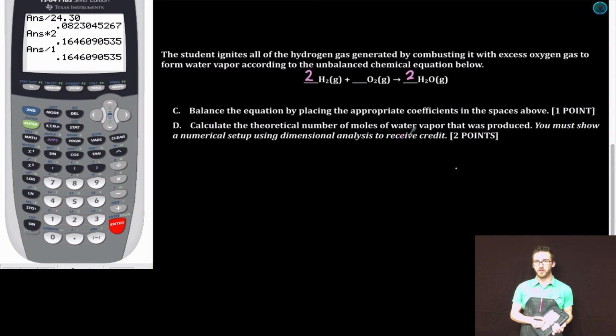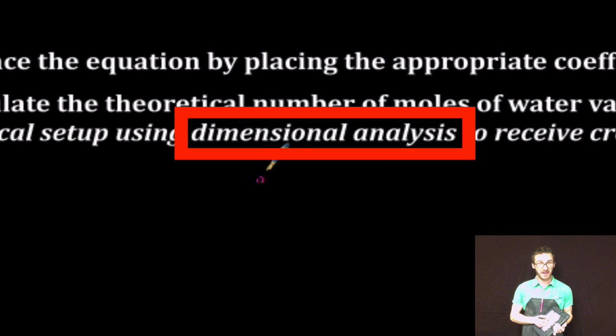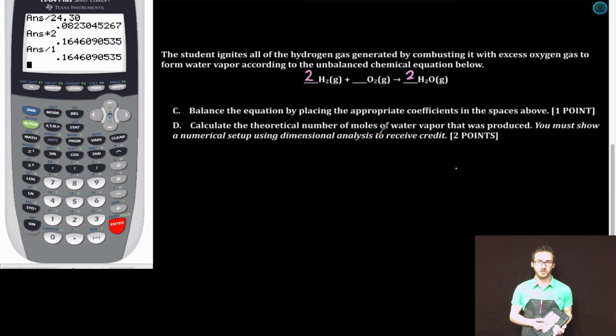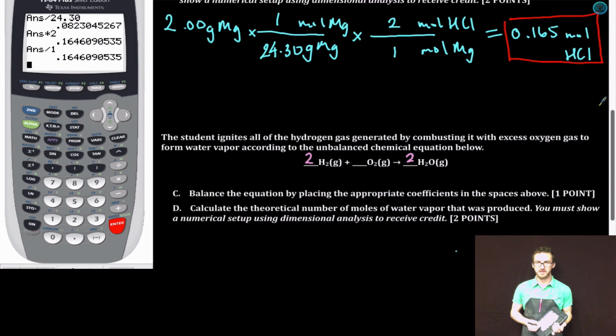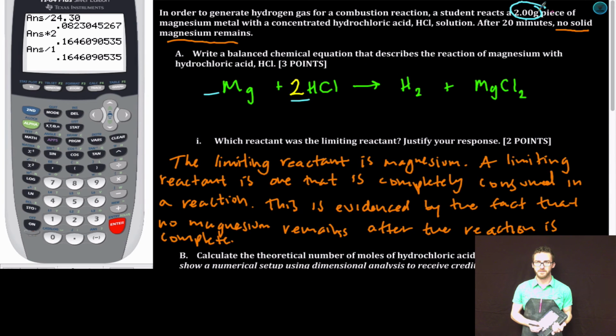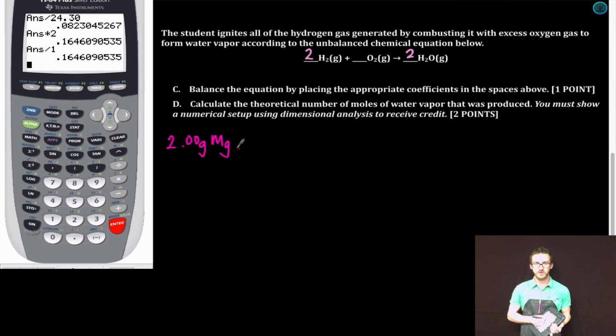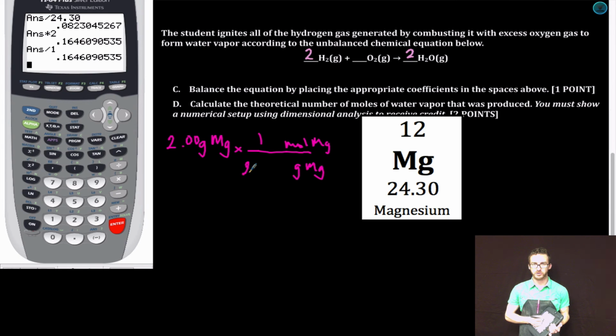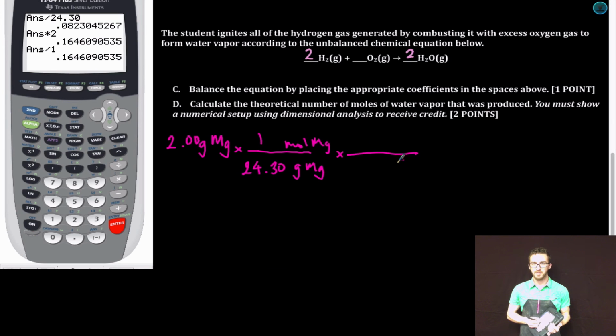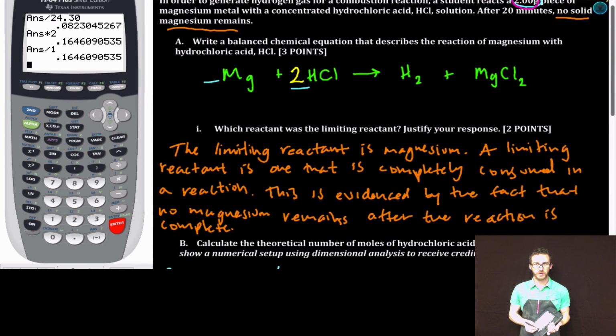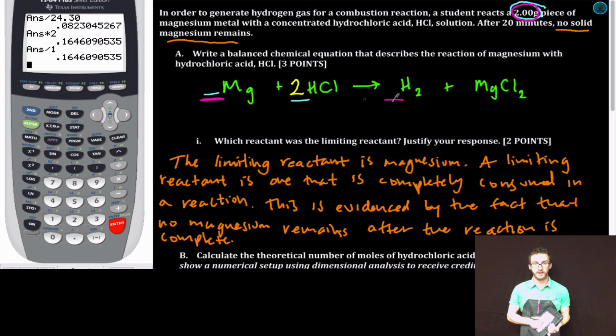Calculate the theoretical number of moles of water vapor that was produced. You must show a numerical setup using dimensional analysis to receive credit. All right, now let's go back up to the very beginning and think about our 2.00 grams of magnesium. First thing I'm going to do, convert this to moles. Again, we're going to use our trusty periodic table to determine the mass in 1 mole of magnesium. Next, let's compare moles of magnesium to moles of hydrogen. In our balanced chemical equation that we wrote in part A, that relationship is 1 to 1.